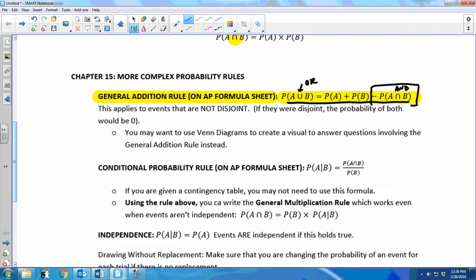I also personally use Venn diagrams in lots of these questions. That way I have a visual. If you're using a Venn diagram, then you don't have to use the actual rule because you've already taken into account the overlap. Okay?